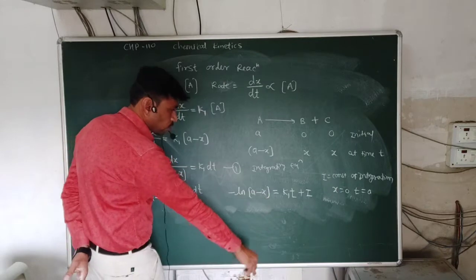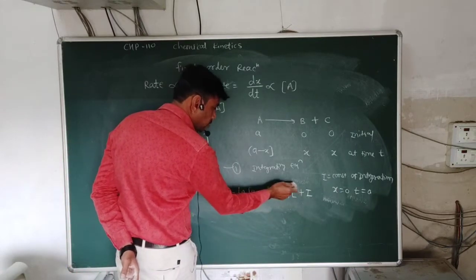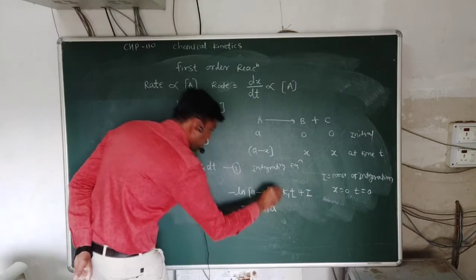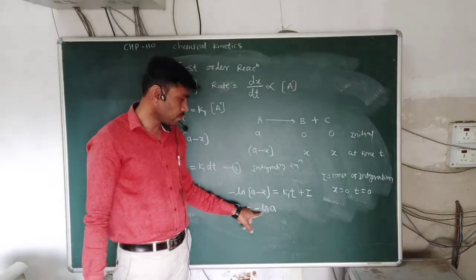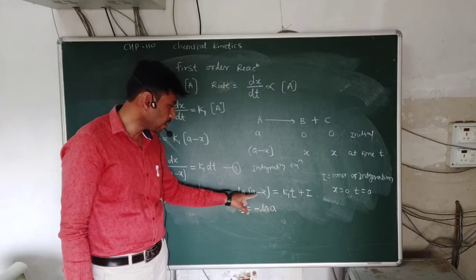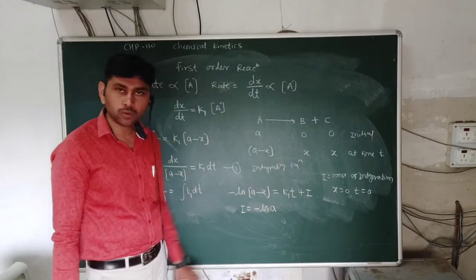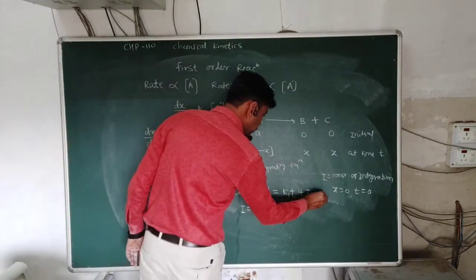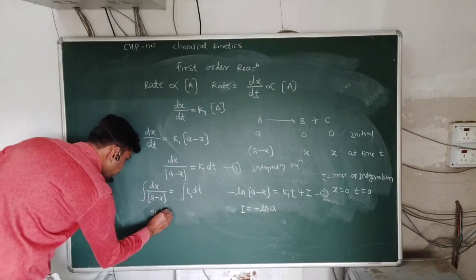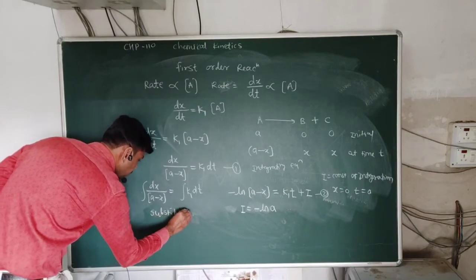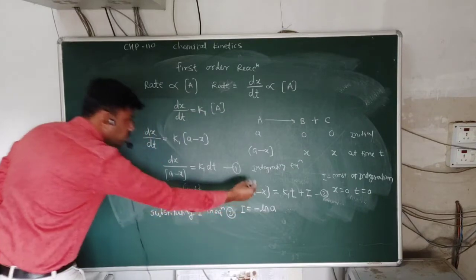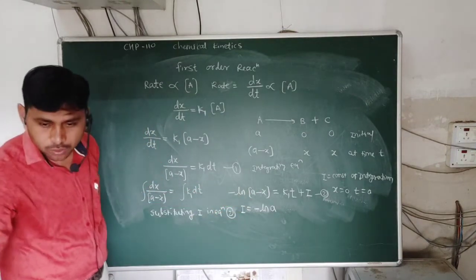So if x is equal to 0 and t is equal to 0, this term becomes 0. So I is equal to what? I is equal to minus ln A. So we obtain the value I equal to minus ln A after substituting x equal to 0 and t equal to 0. Now substitute this value in equation number 2.